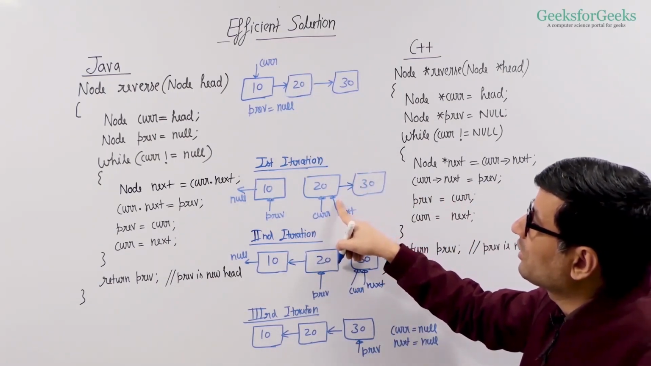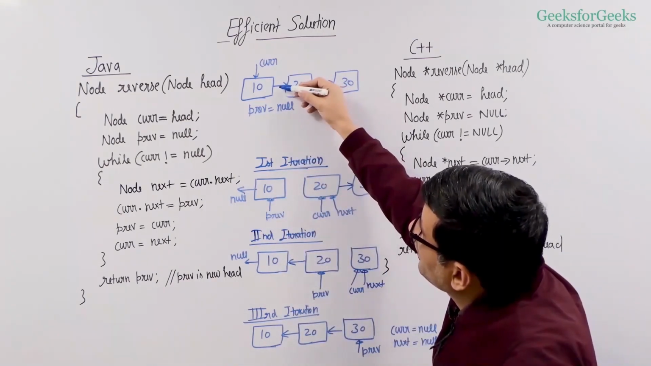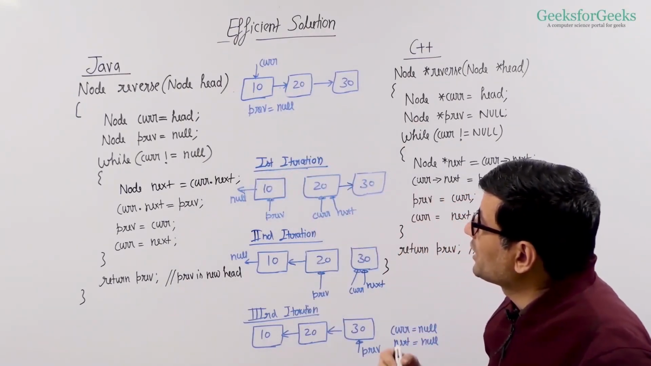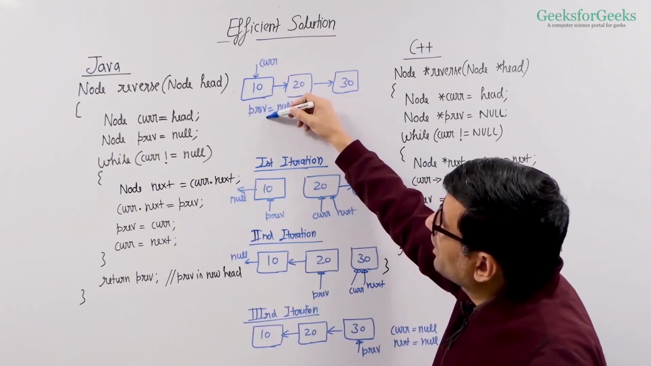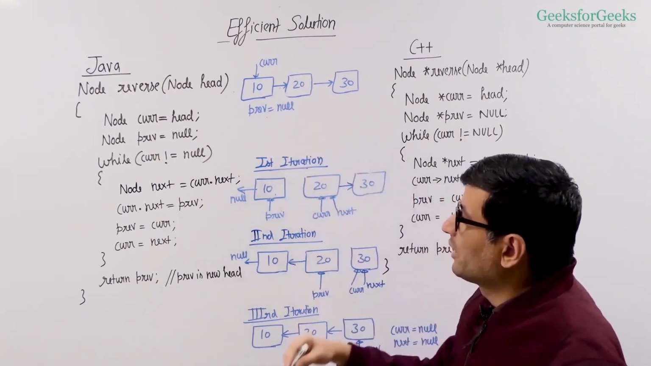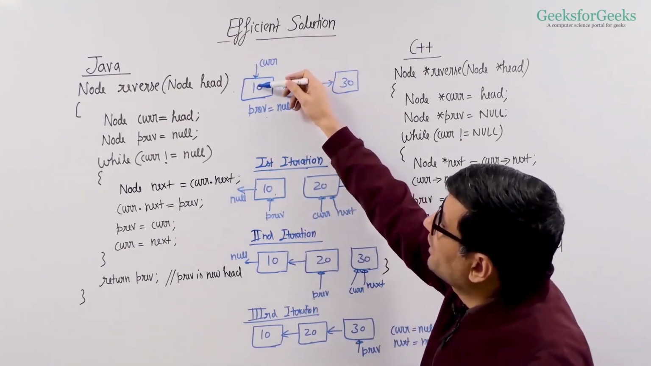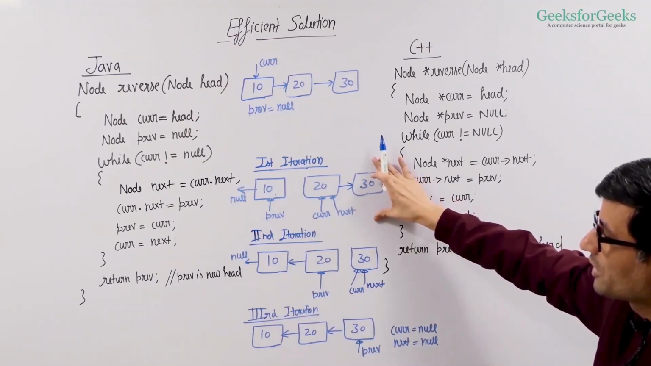Now what are we going to do? We are going to do current next equal to previous. So we change this link from here to here. So current next becomes null. And after that we change previous. So we make previous equal to current. So previous was earlier null, now it becomes current. And after that we make current equal to next. So current, which was earlier here, now comes to here. Right? That's what we get after the first iteration.